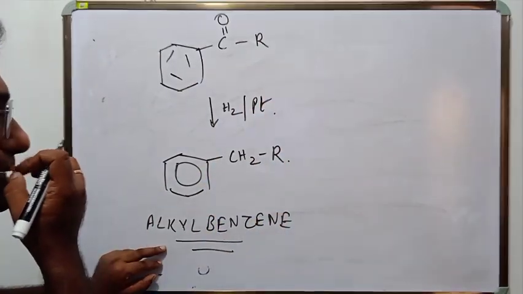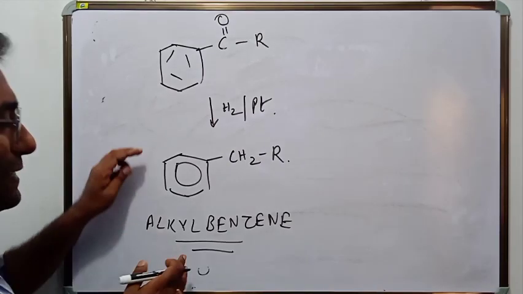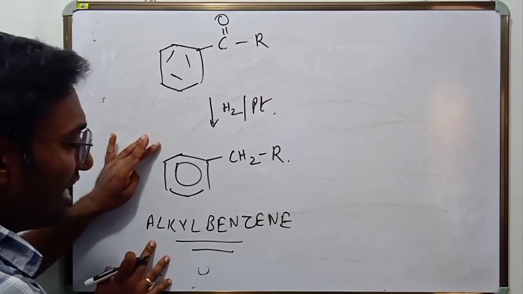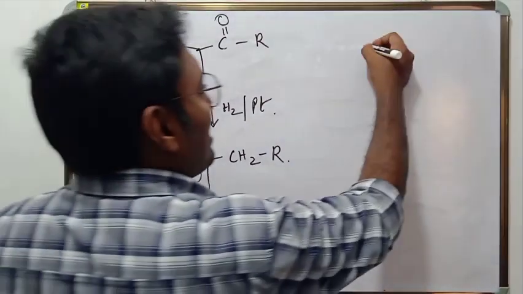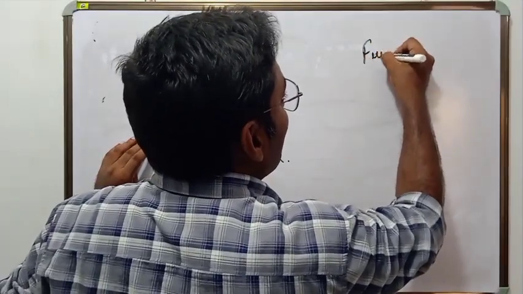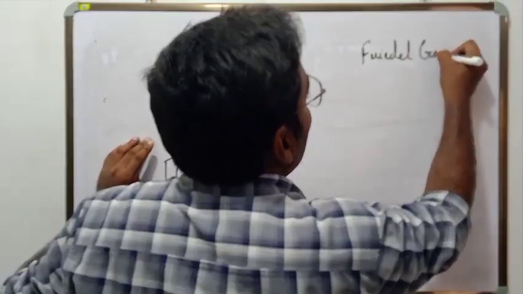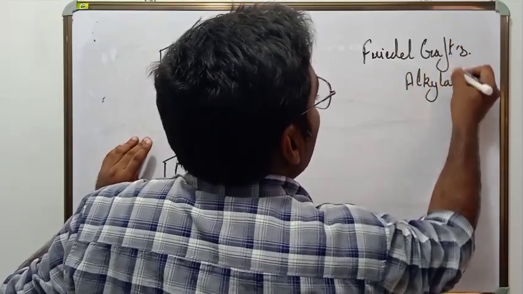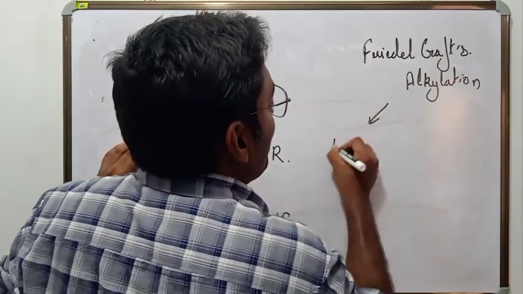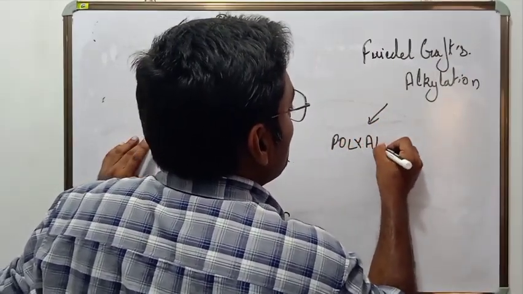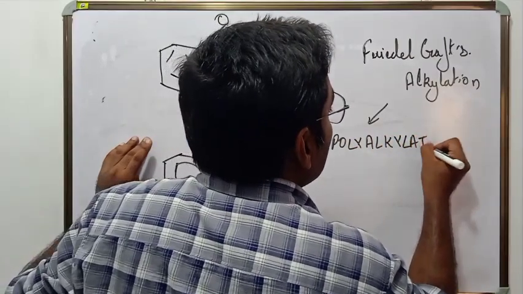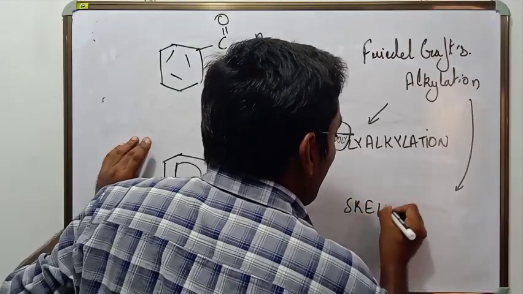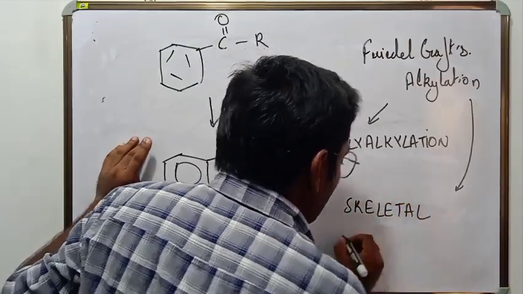Which is the better method? That is the question I am asking. Let me say to you that Friedel Crafts acylation is the better method to make alkyl benzene. Why? Because in Friedel Crafts alkylation, there are a lot of drawbacks, two of which are polyalkylation or polysubstitution, and the second drawback is skeletal rearrangement. So because of these two drawbacks, we don't get the expected product.